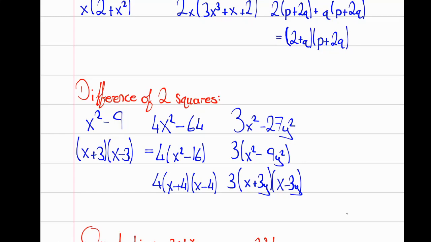A more complicated example might be 4x squared minus 64. We have a 4 in each of these terms, so we can pull out a 4. After we pull out the 4, we have x squared minus 16, which, using the same method as above, we find the square root of this and the square root of this: x plus 4, x minus 4.